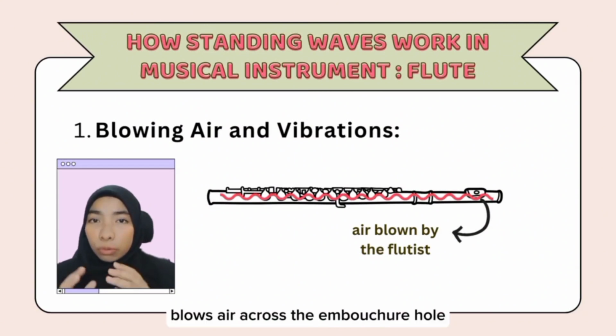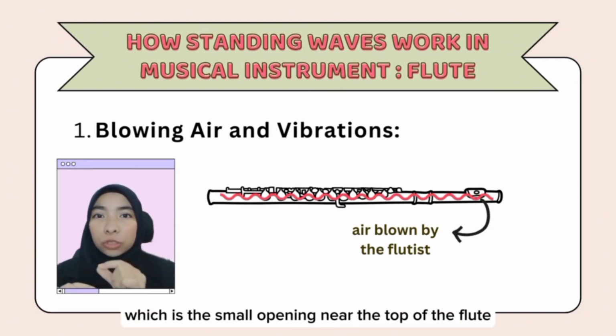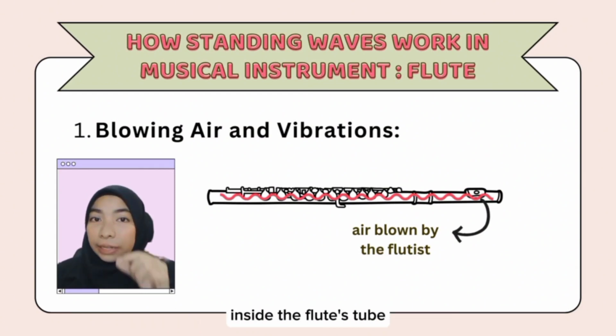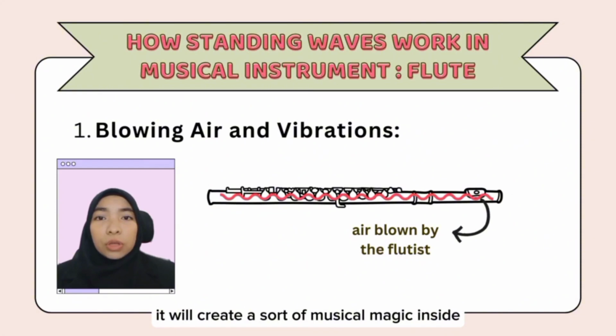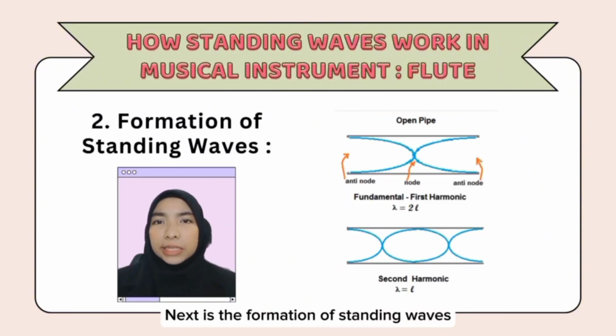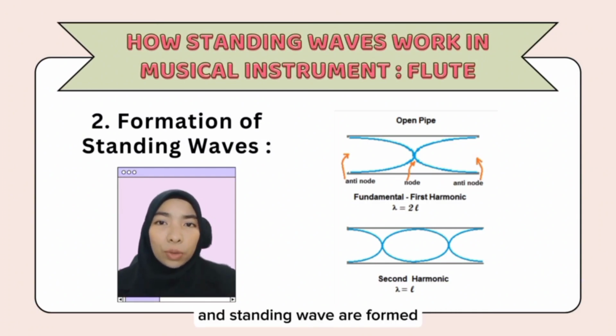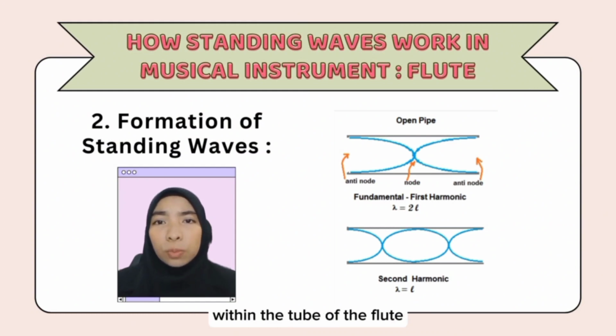When a flutist blows air across the embouchure hole, which is the small opening near the top of the flute, it creates vibrations in the air column inside the flute tube. It will create a sort of musical magic inside the instrument. Next is the formation of standing waves. The vibrating air column acts as a resonator, and standing waves are formed within the tube of the flute.